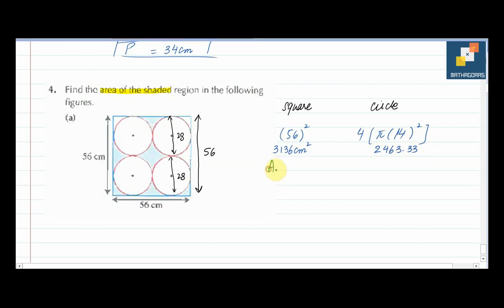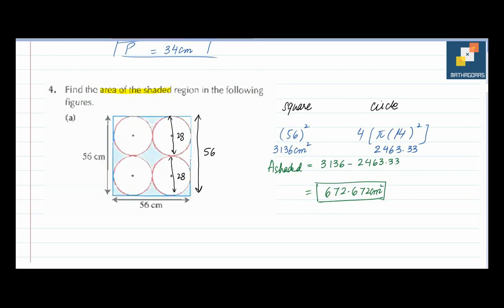After that you need to find the area of the shaded portion, so it will be just a subtraction of these two, right? 3136 minus 2463.33, so it will be 672.672. That is the area of the shaded region with the unit centimeter square, right? So easy question. Why is it easy? Because no need to find the perimeter, as it is not asked in the question.